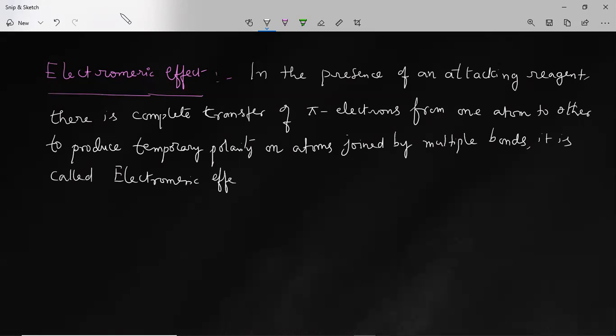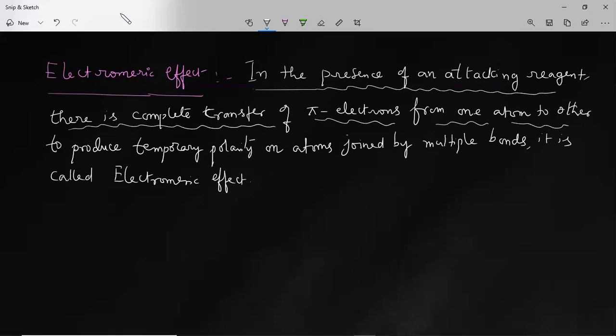Electromeric effect. Once again, the definition is very, very important. In the presence of an attacking reagent, there is complete transfer of pi electrons from one atom to other to produce temporary polarity on atoms joined by multiple bonds. That is called electromeric effect definition.